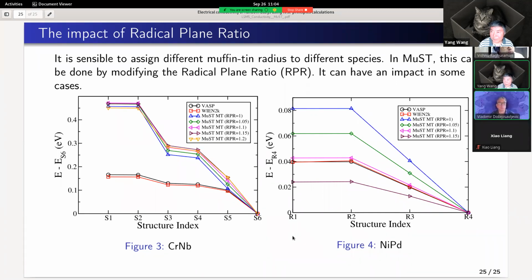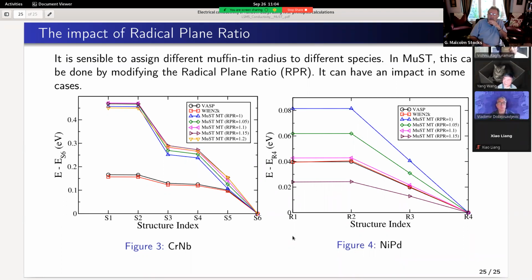Obviously, from Vishnu's result, you can certainly just do muffin tin calculation with appropriate radical plane, giving each atom a different atomic size. Right, and you achieve excellent results. Well, and the radical plane construction preserves volume, right? Guaranteed. Yeah, it is.